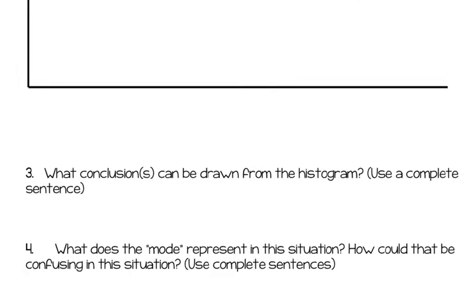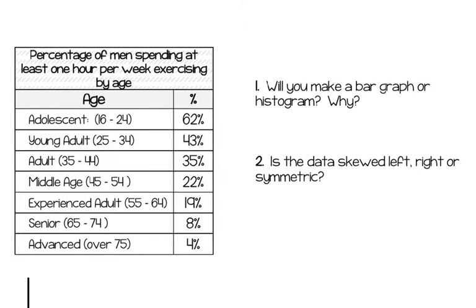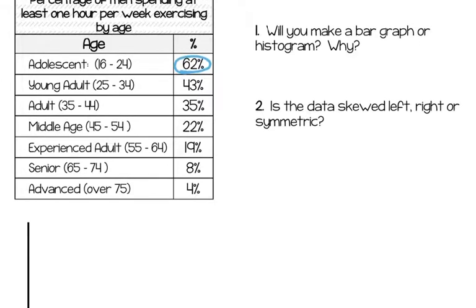Okay, let's look at this next set of problems. So survey percentage of men spending at least 1 hour per week exercising by age. So we went and found out like how much men exercise. So men that were 16 to 24 in adolescence, 62% of them said that they spent an hour or more per week exercising. Young adults, 43%, and then 35%, and so on and so forth. When we got to advanced age, over 75, we've got 4%. Okay, so you notice that as men get older, they are less likely to be exercising.